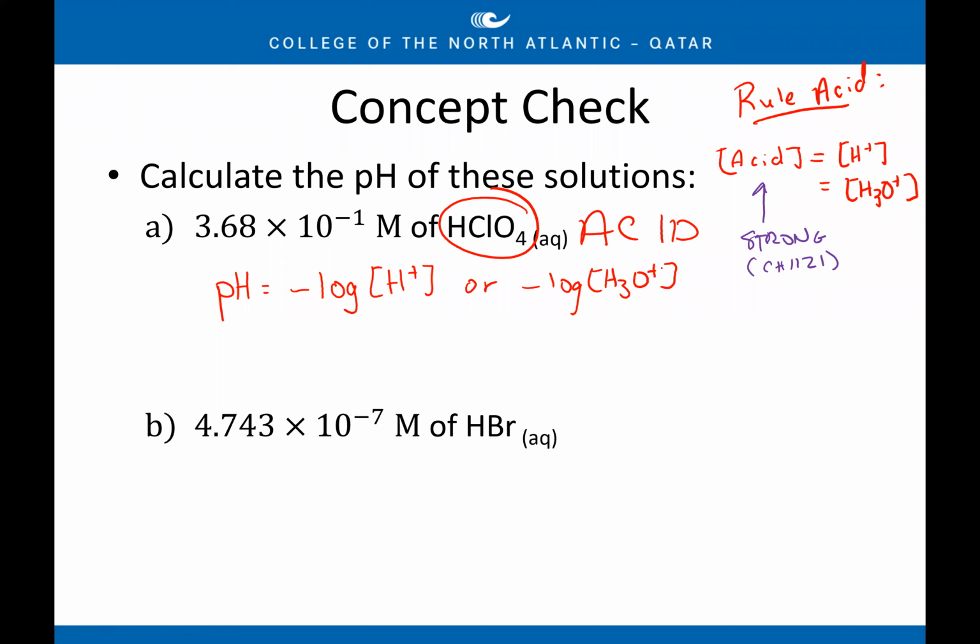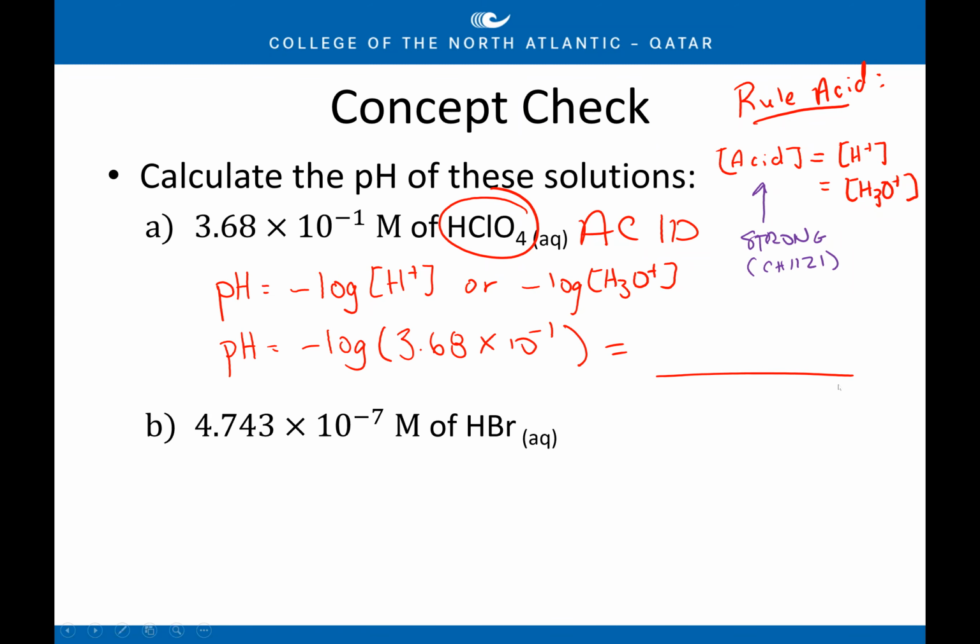Okay, so this is the easiest question ever, just like you would see on a final exam. pH is the negative logarithm of 3.68 times 10 to the minus 1. There's no units for pH. I can't remember who asked that yesterday, but there's no units.